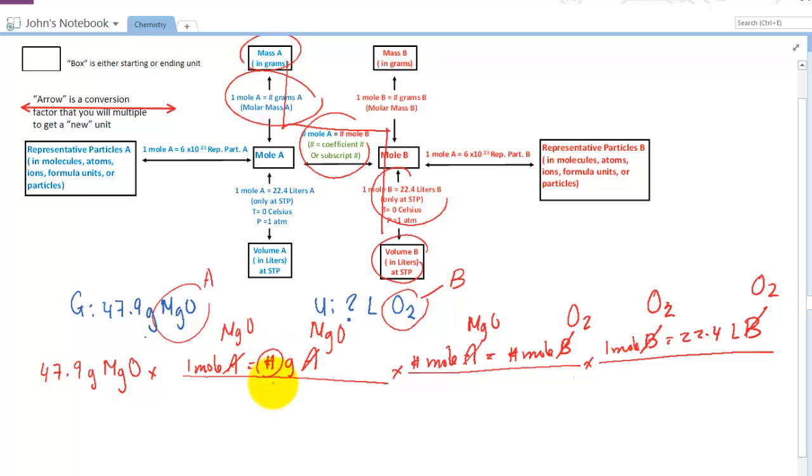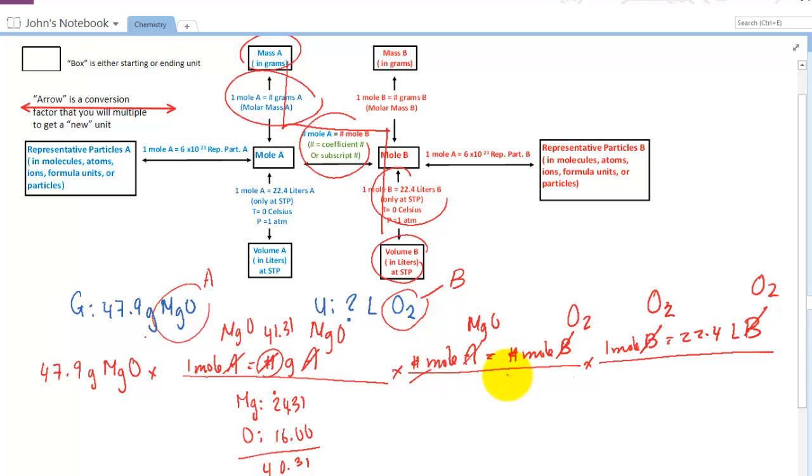But right here, it doesn't give you a number, so we have to find the molar mass for MgO, or magnesium oxide. So based on the periodic table, the mass for Mg is 24.31, and oxygen is 16.00. So what we have here is 40.31 grams of magnesium oxide. So we are done with that part of the conversion factor. We move on to the next one.